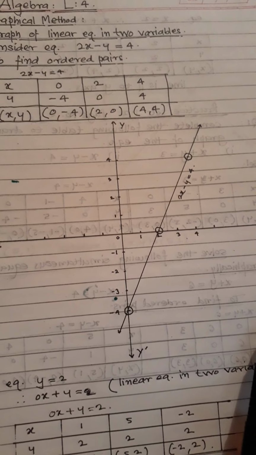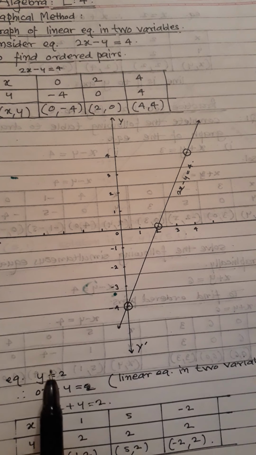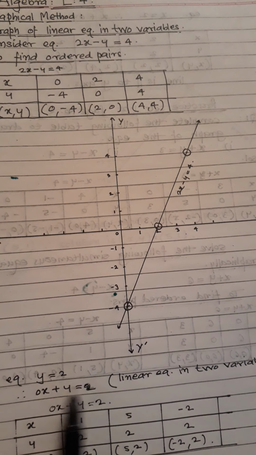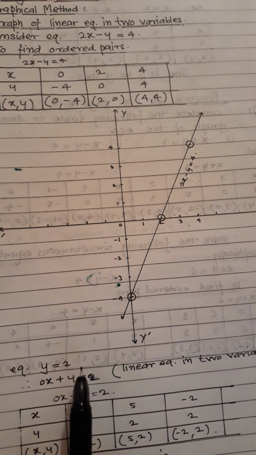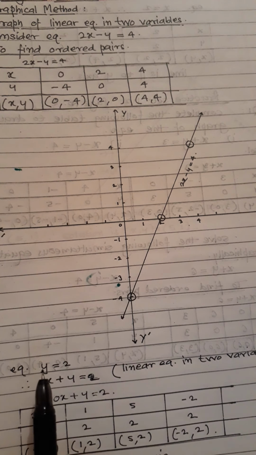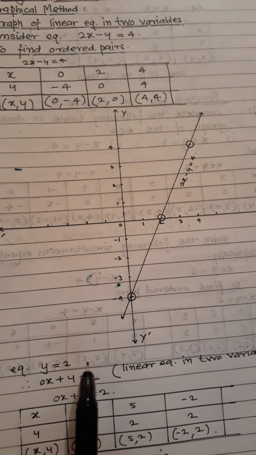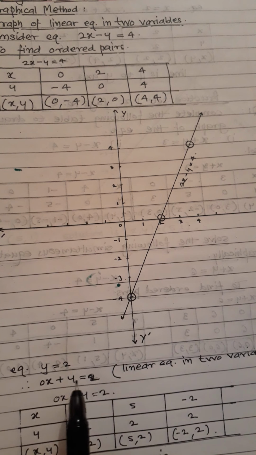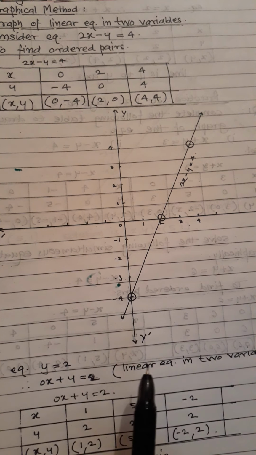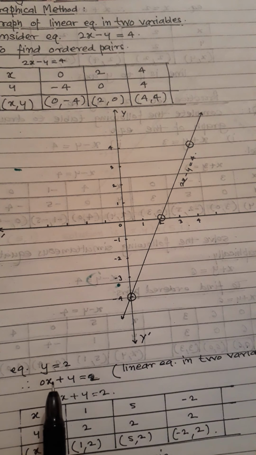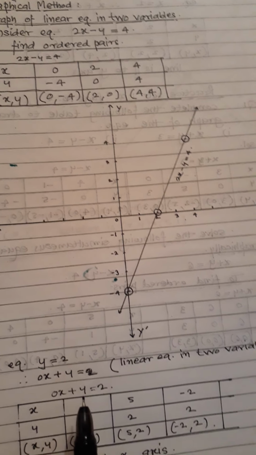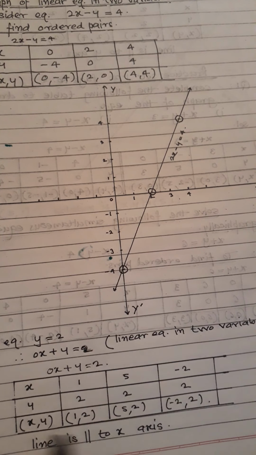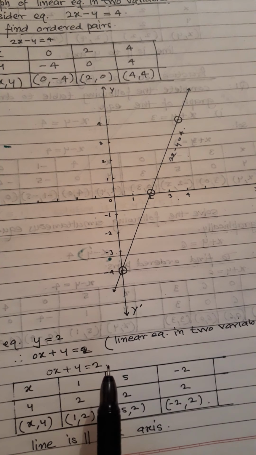Then I will explain some other examples which are typical examples. So for example number 2, the equation given is y is equal to 2. Now this is a linear equation in one variable. You have to convert this equation into two variables in this way: 0x plus y is equal to 2. And then you find ordered pairs. So prepare this table again.